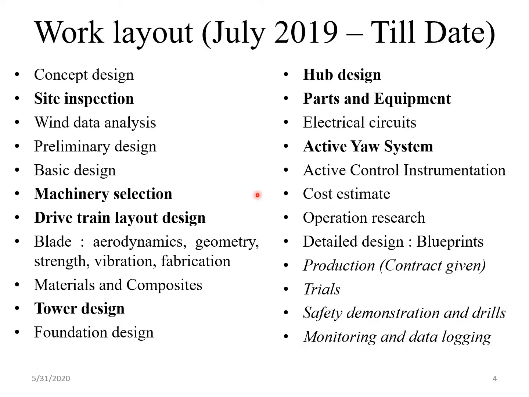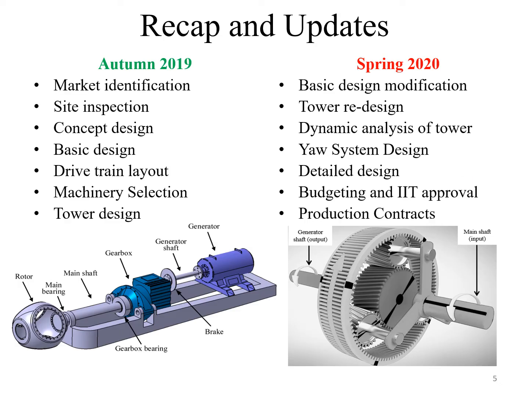This is the layout of the work done from July 2019. This is a three-member group project and areas of my contribution are highlighted. In autumn 2019, market identification, site inspection, concept and basic design, drivetrain layout, machinery selection, and tower design were done. In spring 2020, there has been a modification in basic design, and accordingly, the tower has been redesigned, followed by its dynamic analysis and yaw system design. Further, the cost estimate was done and the IIT approval was taken.